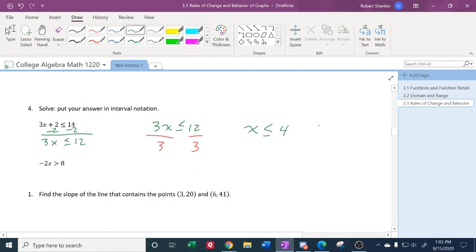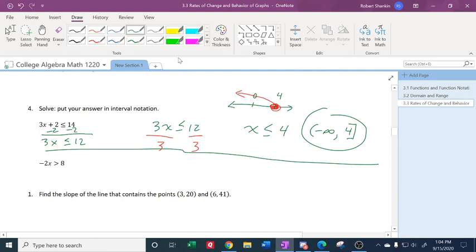Put my answer in interval notation. Now, x is less than or equal to 4 on a number line looks like this. Filled in circle at 4 and everything to the left. When I put that in interval notation, it's negative infinity on the left, but I don't write 4 comma negative infinity. I have to go left to right. And infinity is never included, but the 4 is included. That would be my answer right here. All right, so that's this one.